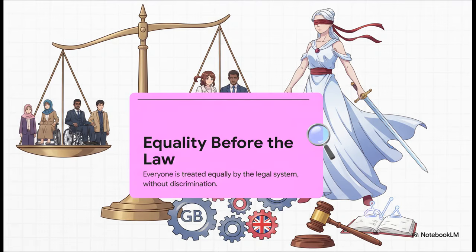And tied right into that is equality before the law. This principle means the legal system is supposed to treat everybody the same, no matter who you are, how much money you have, your race, or your gender. You know, the ideal that justice should be blind.